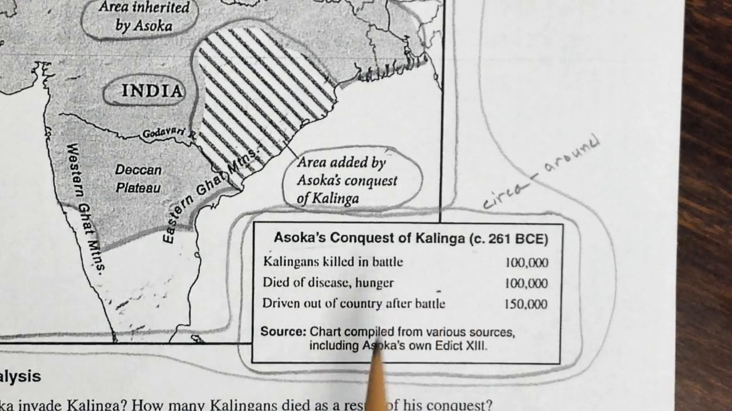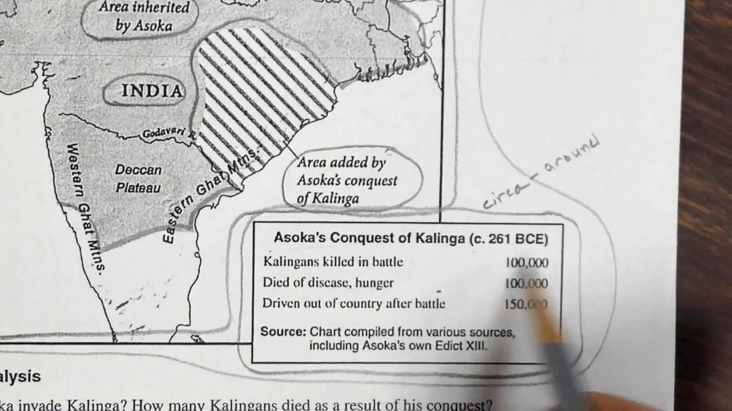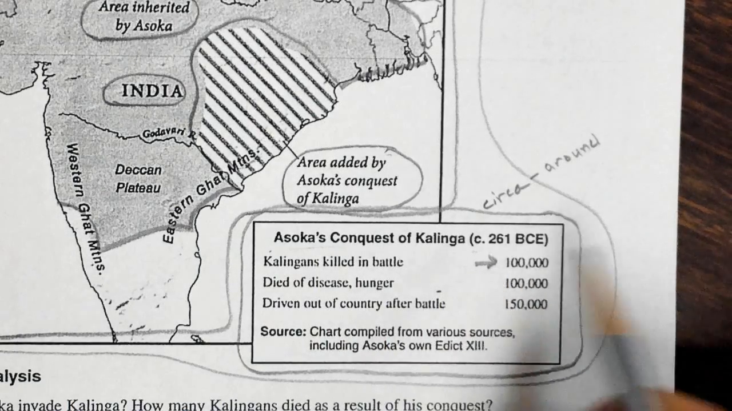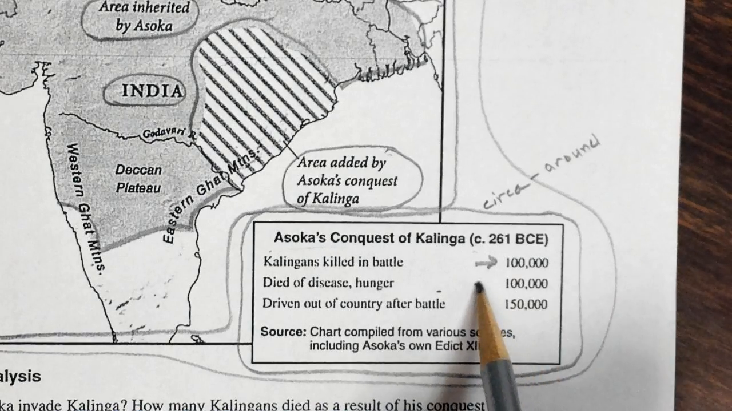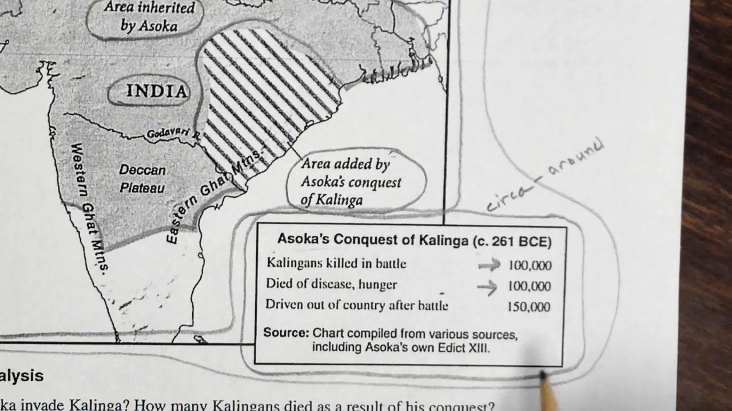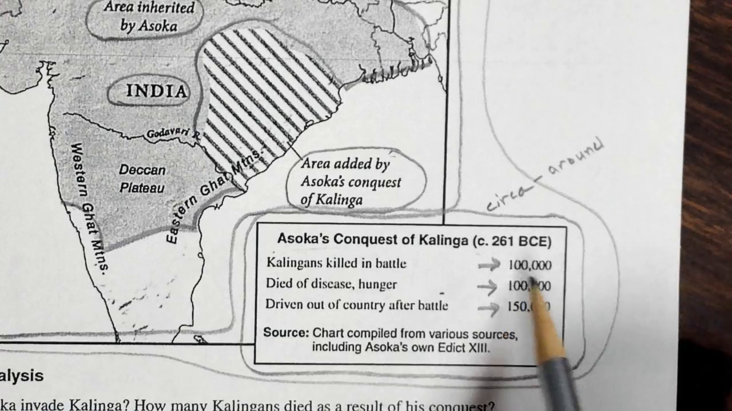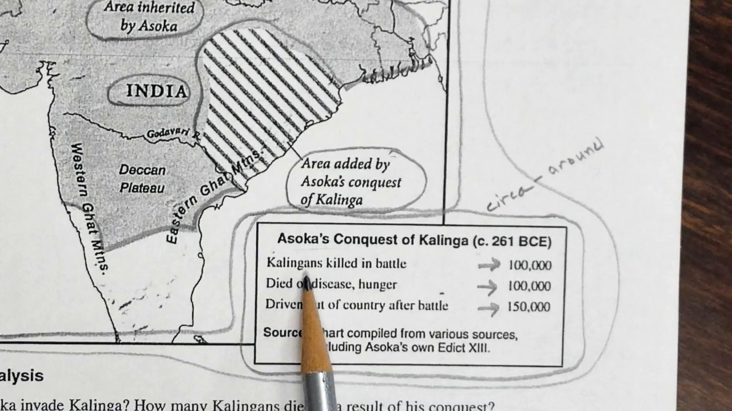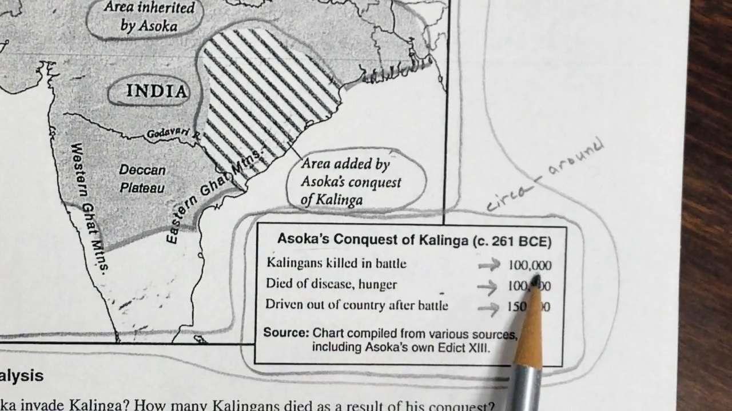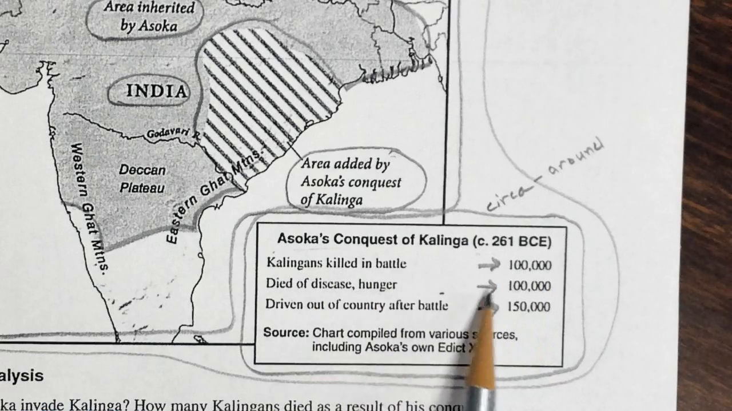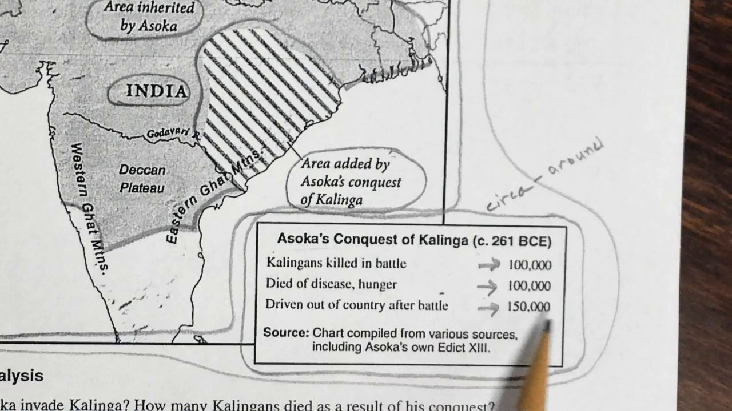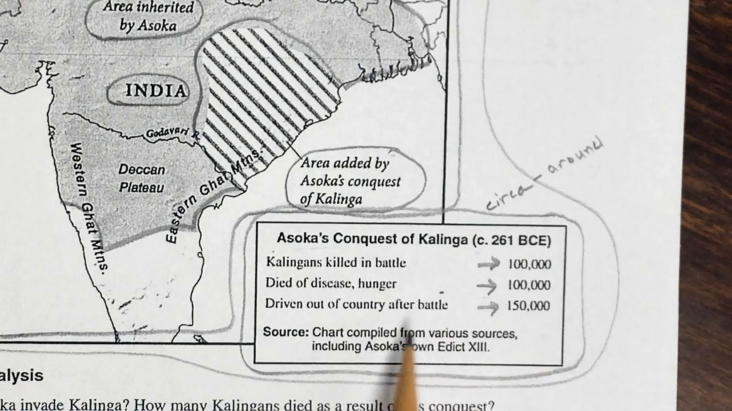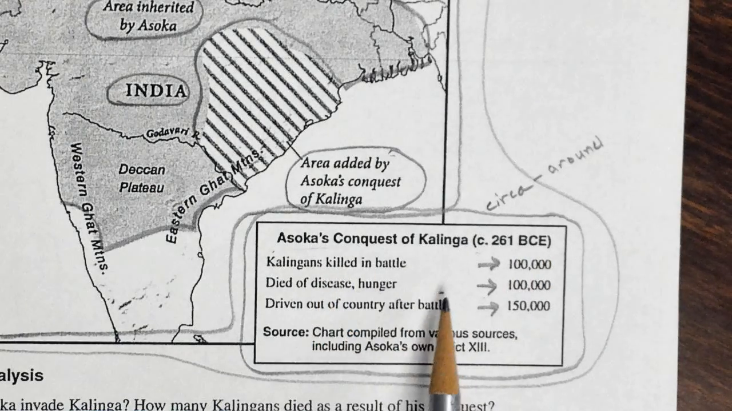So Asoka's conquest of Kalinga. Now look at the numbers. You've got 100,000 here. Draw an arrow. 100,000 here. Draw another arrow. 150,000 there. Draw an arrow. Now what are those numbers? Well, how many Kalingans killed in battle? 100,000. Died of disease and hunger? 100,000. Driven out of the country after the battle? 150,000. So, how many total people have been affected by Asoka's conquest of Kalinga?